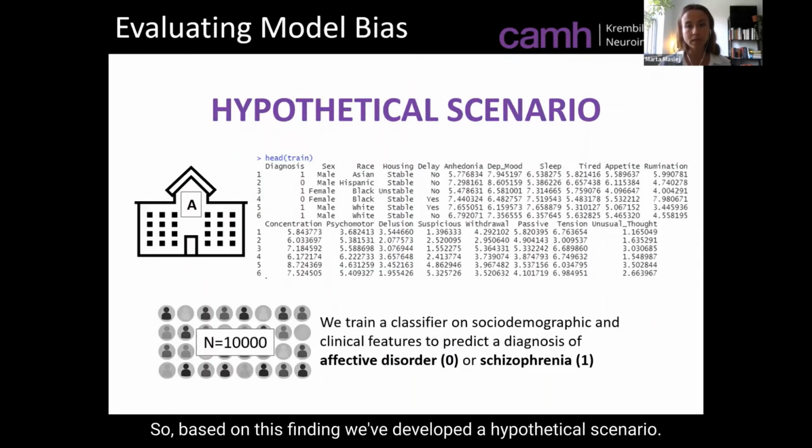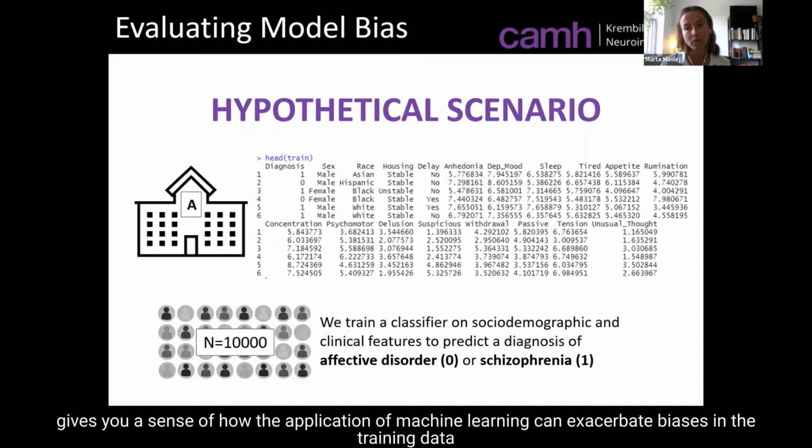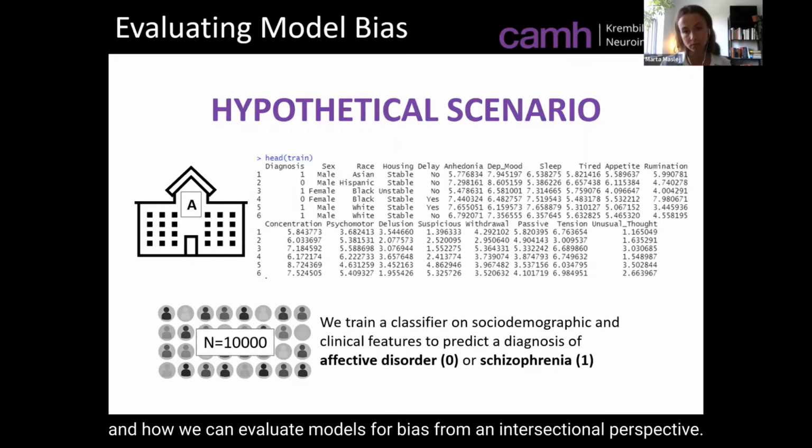So based on this finding, we've developed a hypothetical scenario. You should note that the scenario and the simulated data that we're using are overly simplified, but we hope this component gives you a sense of how the application of machine learning can exacerbate biases in the training data and how we can evaluate models for bias from an intersectional perspective.